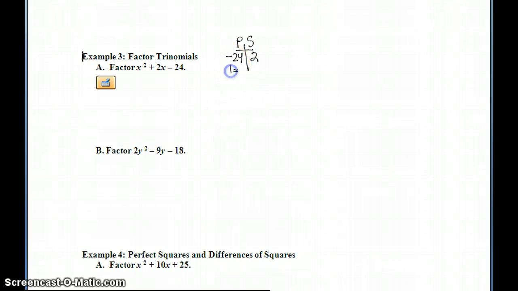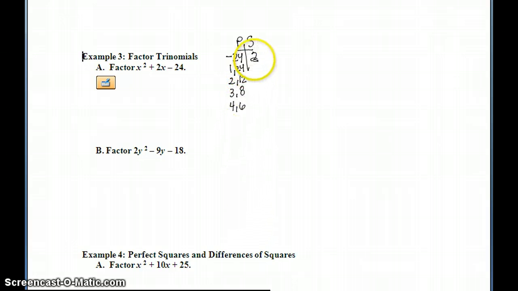So I don't know all the factors of 24, so I'm just going to go down the list. So 1 and 24, 2 and 12, 3 and 8, 4 and 6, and 5 doesn't go in it. But 4 and 6, I'm noticing they are 2 apart. So that's a really big possibility that this is going to work.